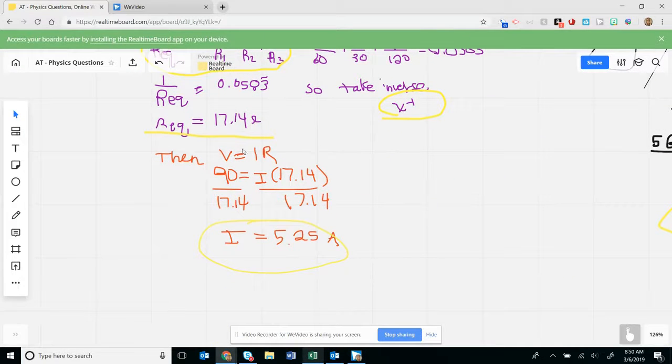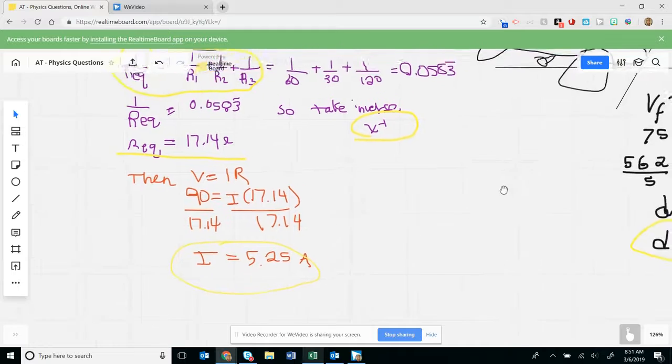Okay, so past that, once we have that equivalent resistance, like I said, we can just go straight to Ohm's law, V equals IR. They told us that the battery was 90. We found the equivalent resistance to be 17.14, and then it's just a simple matter of division here. All right, and I think we just have 1 or 2 to go.